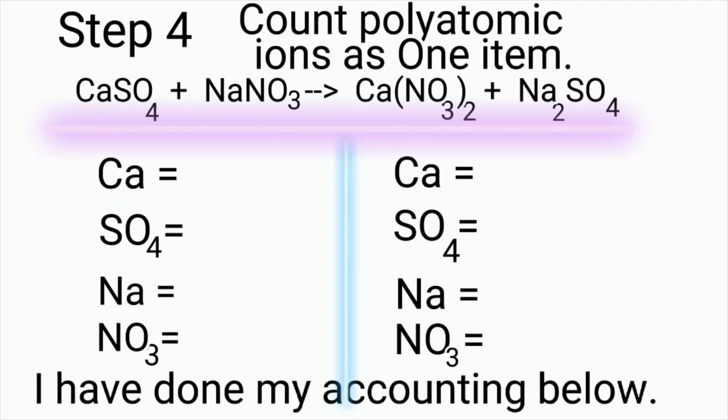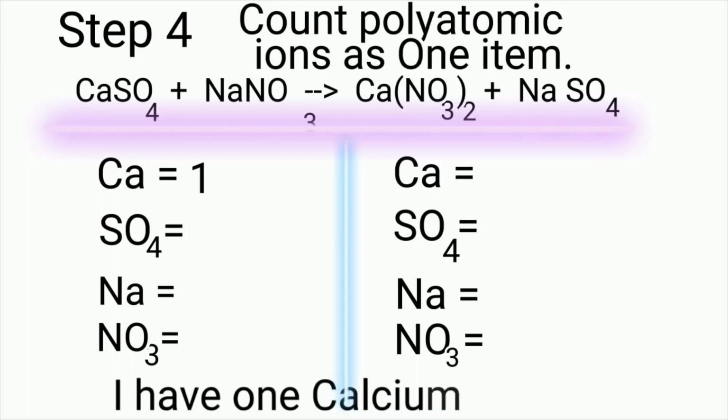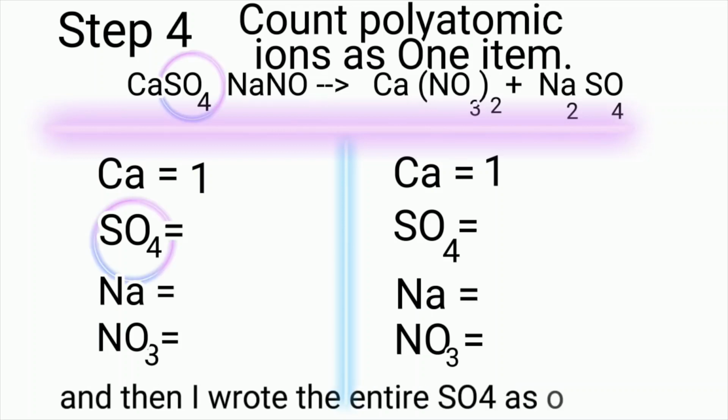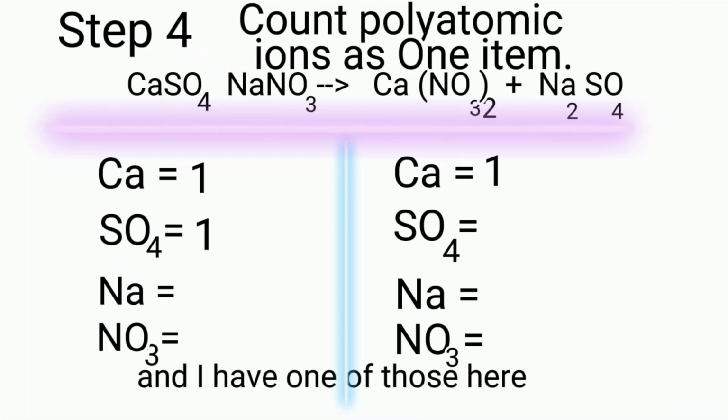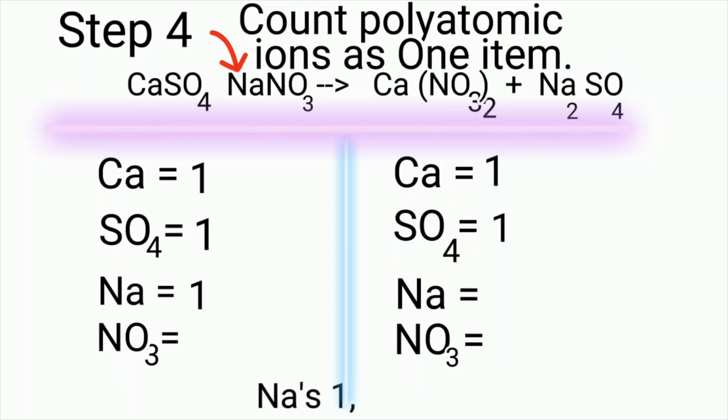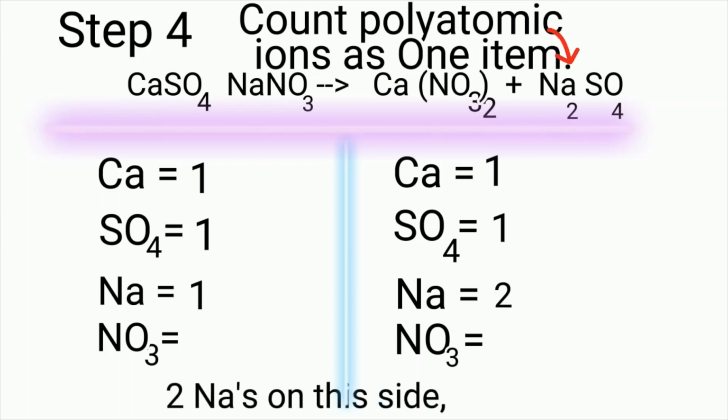So here's the equation, and I have done my counting below. You can see I have 1 calcium here, and 1 calcium over here on the product side. And then I wrote the entire SO4 as one thing. And I have one of those here, and over here I have 1 SO4. Na is 1. 2 Nas on this side.